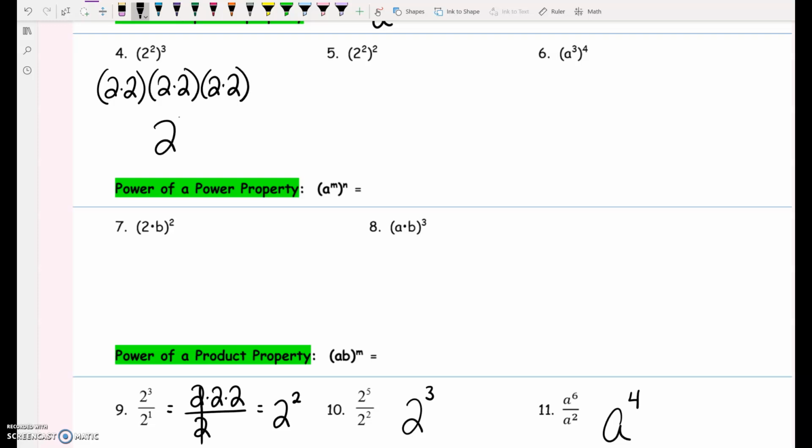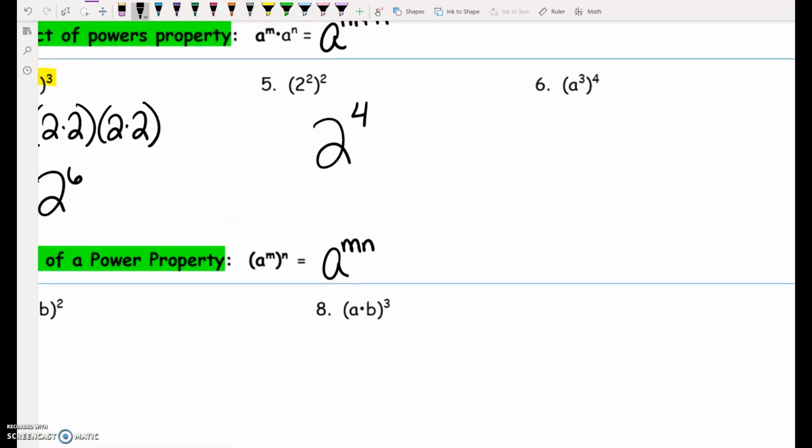6. Is there any way that we can take the numbers 2 and 3 and get 6? We multiply. So the power of a power property says that if you have parentheses in between those exponents, you are going to multiply the exponents together. 2 squared, squared would be 2 to the 4th. How about a to the 3rd, to the 4th? a to the 12th.